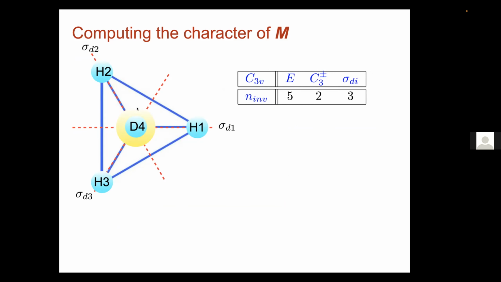For the rotations, only the two atoms which are on the rotation axis are invariant. So this number is 2. For the planes, there are three atoms on each plane. For instance, for sigma d1, this and this, and for the others, different, but only 3.